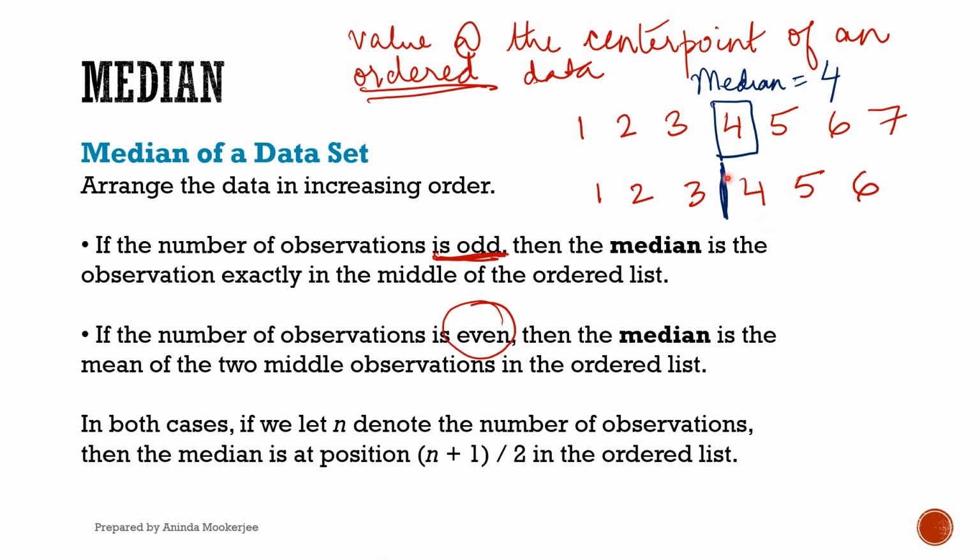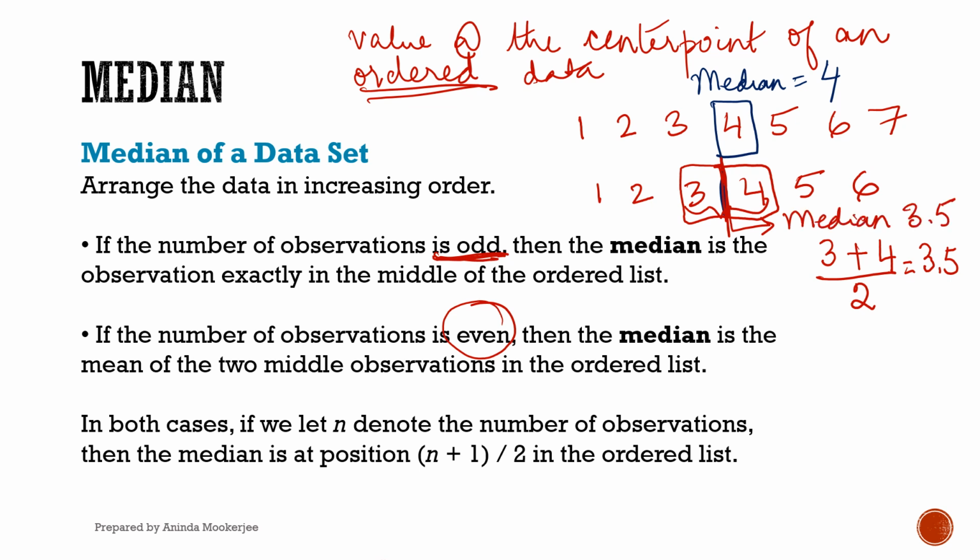But let's try to understand what it means when we say the median is the mean of the 2 middle observations in the ordered list. So we have to find a value for this center point between 3 and 4. For that, you have to find the mean, the average of these 2 values around the position of the median. So all you do is add the 2 values, 3 plus 4, and divide by 2, which will give us a value of 3.5. So in this case, the median will be 3.5.